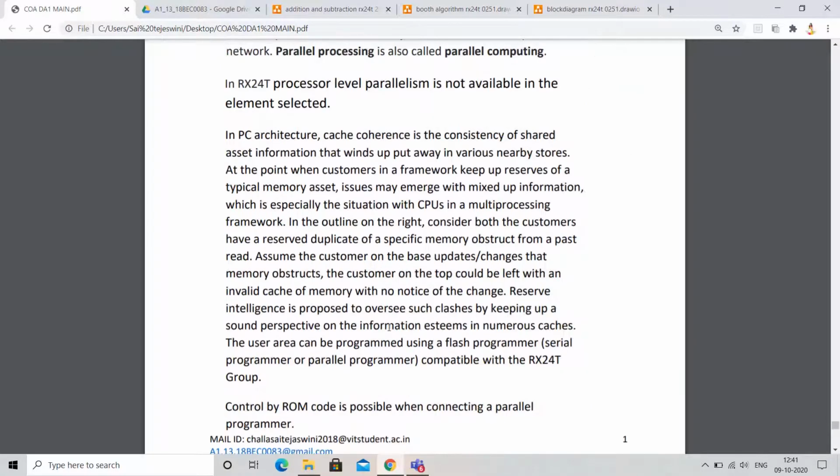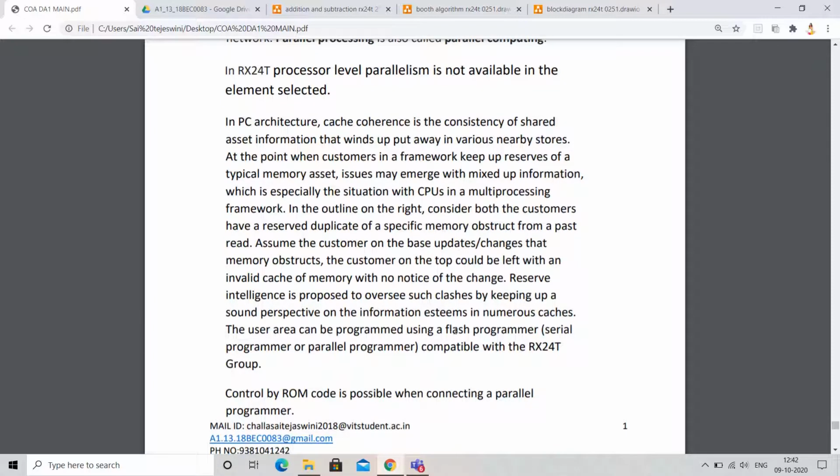In computer architecture, cache coherence is the consistency of shared resource data that ends up stored in various local caches. When clients in a system maintain caches of a common memory resource, problems may arise with incoherent data, which is especially the case with CPUs in a multiprocessing system. In the diagram on the right, consider both clients have cached a copy of a particular memory block from a previous read. Suppose the client on the bottom updates or changes the memory block. The client on the top could be left with an invalid cache of memory without any notice of the change.